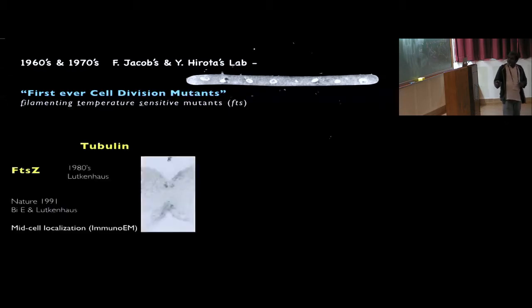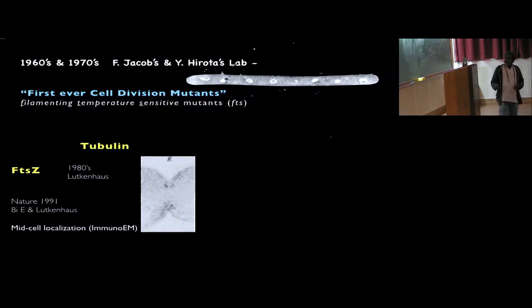And since then, nothing happened until the 80s. It was in 1980 when Jeffrey Bayh and Lütkenhaus looked at these mutants and identified one of the last cell division proteins, or the first one that goes to the cell division site, called FtsZ. By immunostaining, they could show that this particular protein localized at this septum-forming site, and it always was present here until the septal invagination was completed.